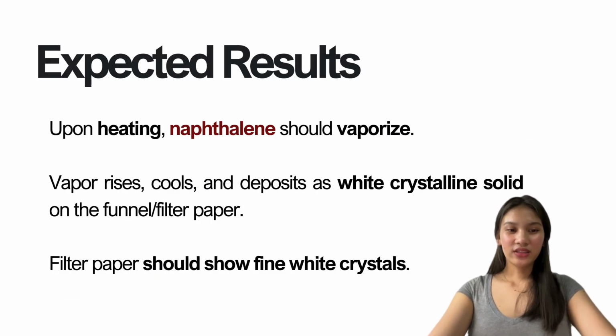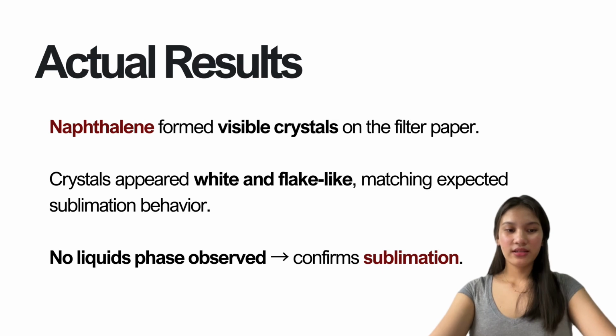So the expected result is, upon heating, naphthalene should vaporize, cool, and deposit as white crystalline solid on the funnel or filter paper. Filter paper should show white crystals. And for the actual results, naphthalene formed visible crystals on the filter paper. Crystals appeared white and flake-like, matching expected sublimation behavior. No liquid phase observed confirms sublimation.